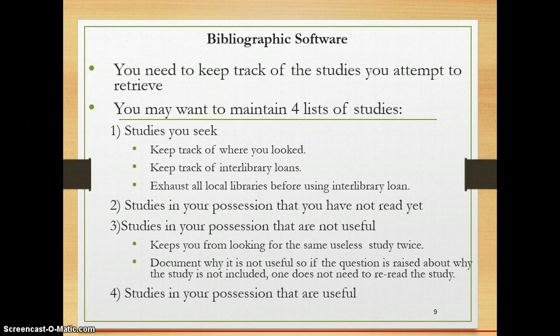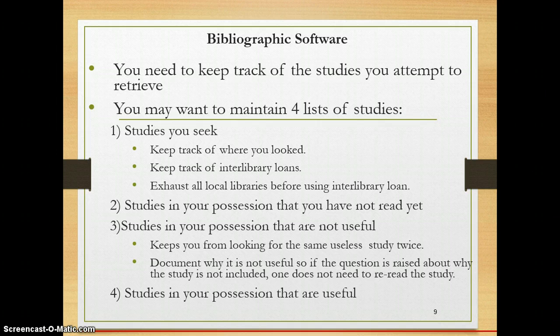All right, so there are a couple of different ways in which you can keep track of what you've accomplished. Some have suggested keeping different types of lists, or you can have the same list and have different categories. But basically, you're looking at these 4 general categories. So studies that you are currently looking for, you've identified that they exist, but you're trying to obtain them. So you perhaps may want to consider where you have looked for them, what databases, have you submitted interlibrary loans.